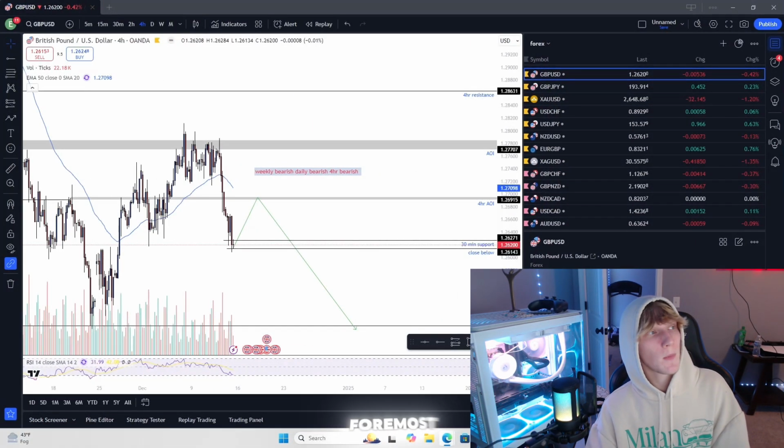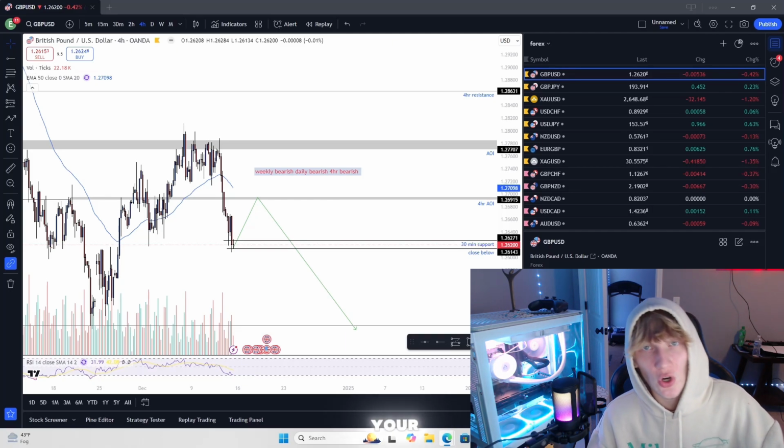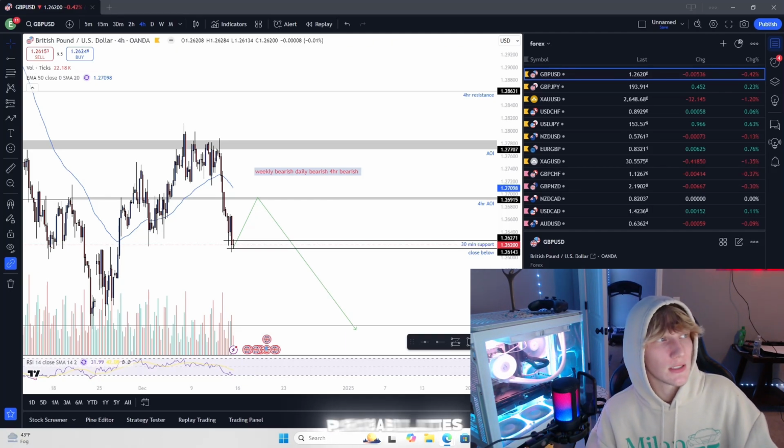Identifying high probability setups in forex. This could be a really tough thing to do for some people, but I'm going to get into it right now and show you how you can identify high probability setups yourself when you're trading forex or really any other market. First and foremost, you want to make your own probabilities essentially.